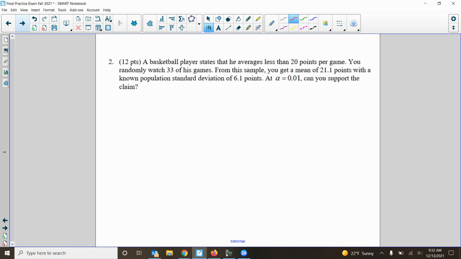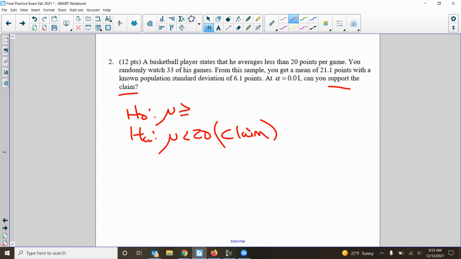But nonetheless, this is telling you you're going to use the z-test. This isn't going to be a t-test. This is going to be a z-test. So you're trying to support the claim, so you're going to use that word in the interpretation. That means the claim has to go in the alternative, and it's mu is less than 20. Which means the null has to be mu is greater than or equal to 20.